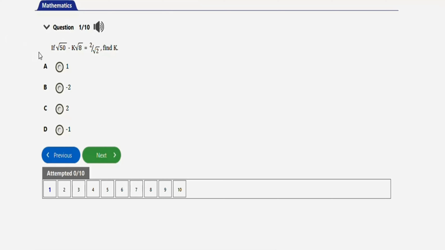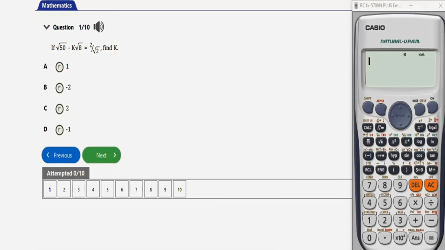It says, if root 50 minus k root 8 equals 2 over root 2, find k. So let's bring the calculator now and solve this question. So this is the calculator as usual. The first thing to do will be to reset. Press shift button 9, full instructions, press equal to and press equal to again. Alright, so we are good to go. To solve this, we're going to make use of equation solve on this calculator.